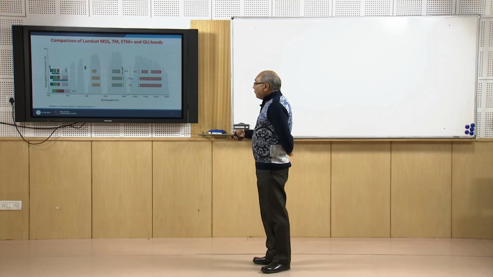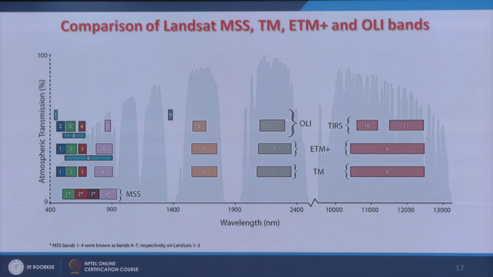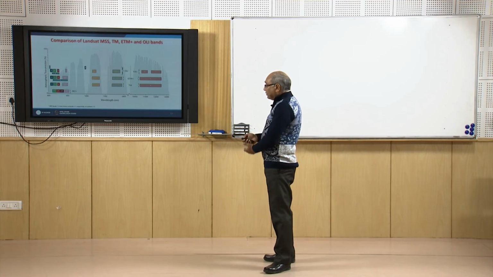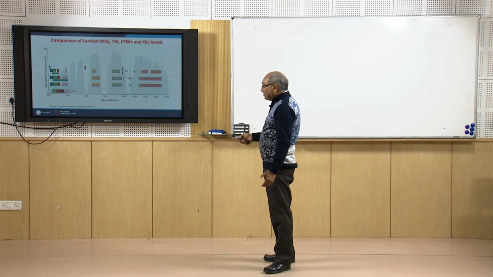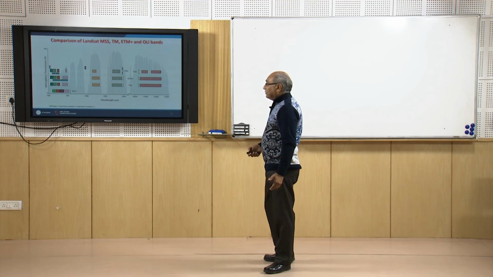If we compare Landsat MSS to Landsat OLI, that is Landsat 8, see the difference. Though the numbering has changed, if we look at, say, the second band here, Landsat MSS band 2, and this red continues, see it has become further narrower. So it provides better distinguishability of different objects present on the surface of the earth as compared to Landsat MSS data.